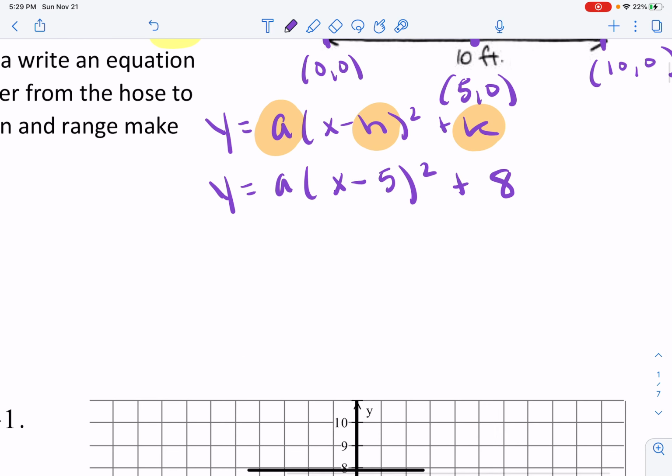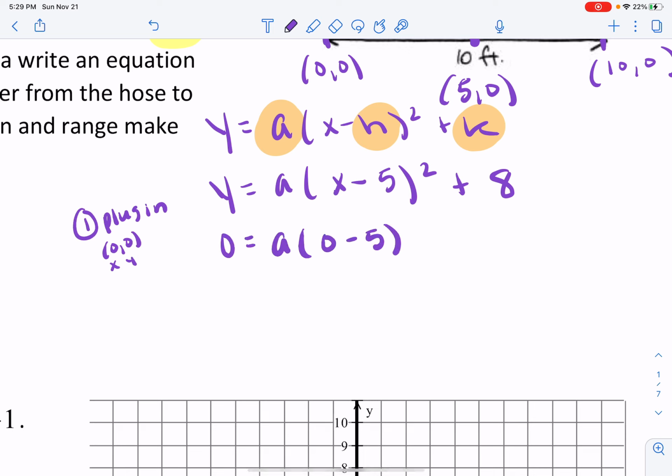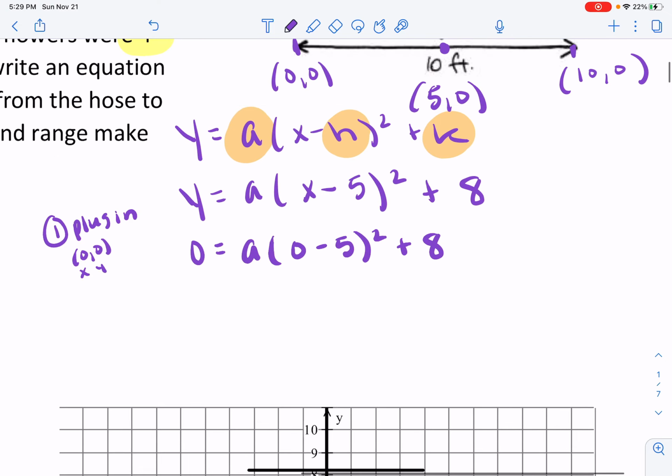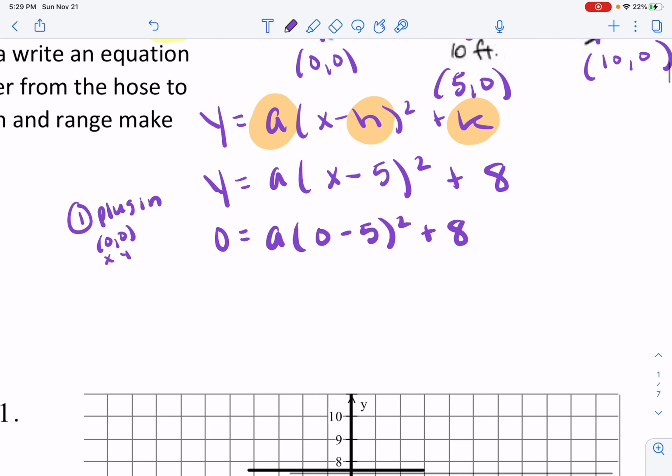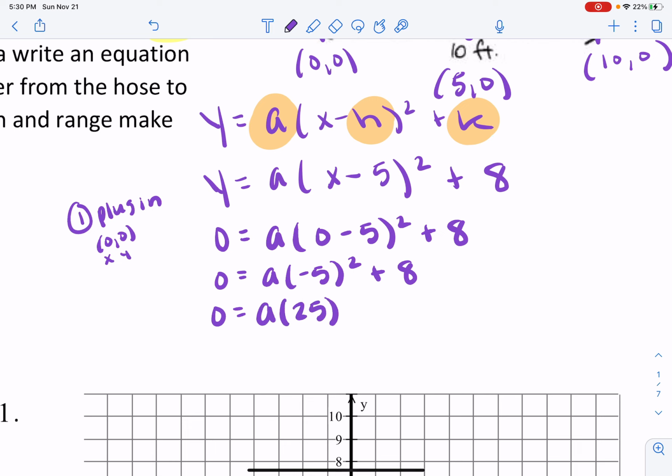So to find a, I kind of like to think about it in steps. We're going to plug in 0, 0 for x and y. Okay, so this becomes 0 equals a times 0 minus 5 squared plus 8. And that gives us 0 equals a times negative 5 squared plus 8. 0 equals, and then this would be a and then 25. But we don't usually write it like that, right? We're not really going to write a25. We're going to change it to be 25a.